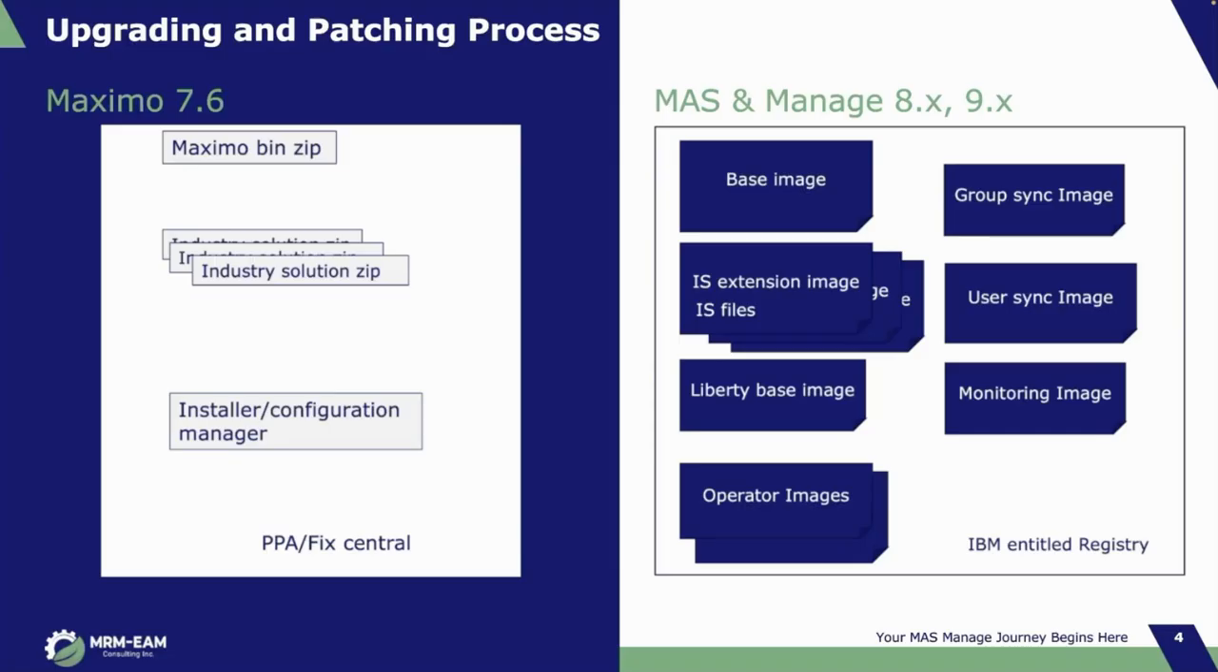In some cases, you would have to get versions from Passport Advantage, PPA. You would get your patches, fix packs or interim fixes from Fix Central. Some of them used the installation manager to deploy. Typically for industry solutions and add-ons, they were in zip files, so you had to unpack those zip files. So it was just a lot of mixing and matching.